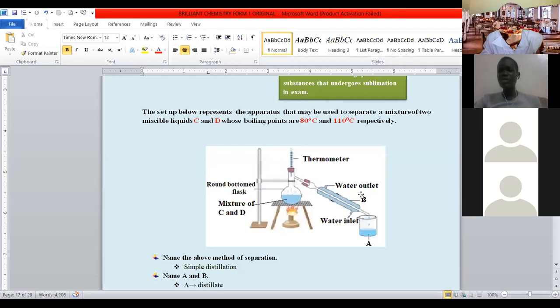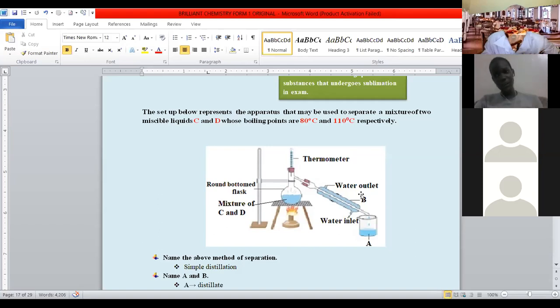Yeah, Mwalimu, that's what I've said. It has no difference. I've just said that it condenses the vapor of liquid whose boiling point has not yet been reached. For instance, for the water, it was not yet reached, so it had to be condensed back to the flask. That's what I said, Mwalimu. And as for the Liebig condenser, it condenses the one whose boiling point has been reached.